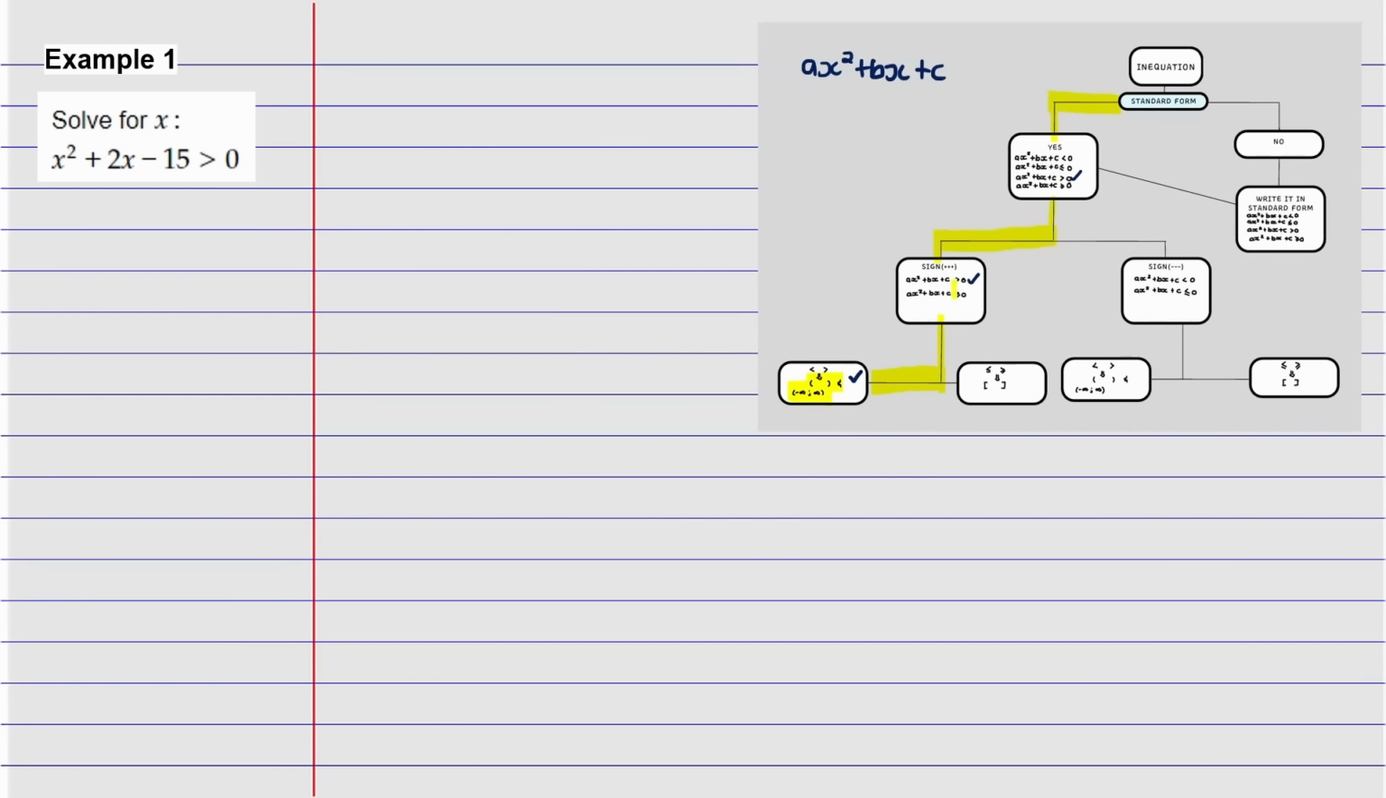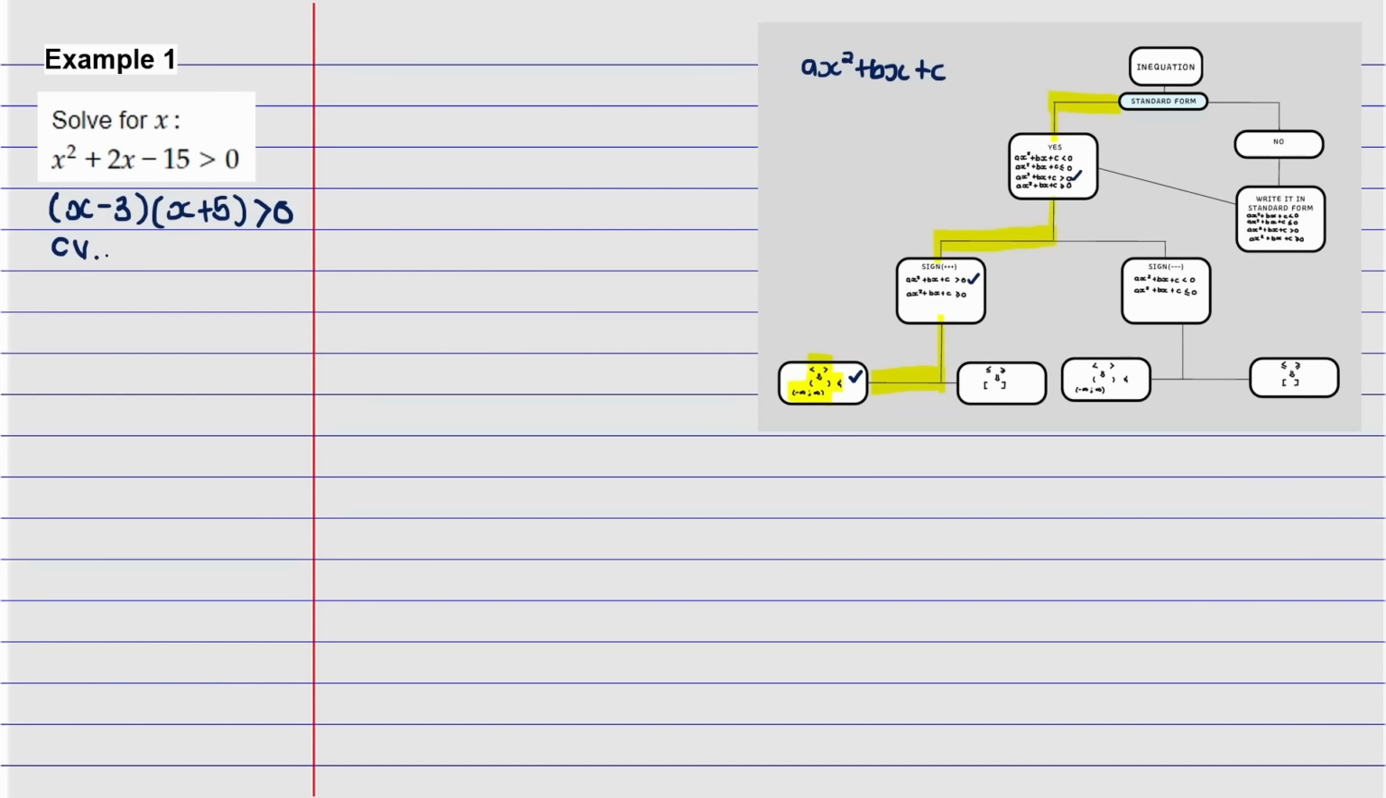So now, after indicating in this flow diagram which things we need to use, we can solve the question, right? The first thing we need to do is factorize. When we factorize this, we're going to have x minus 3, and we're going to have x plus 5, right? It's going to be greater than 0. So we're done factorizing. The reason we're factorizing is because we need critical values.